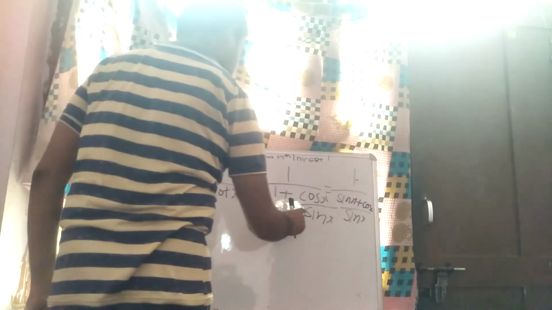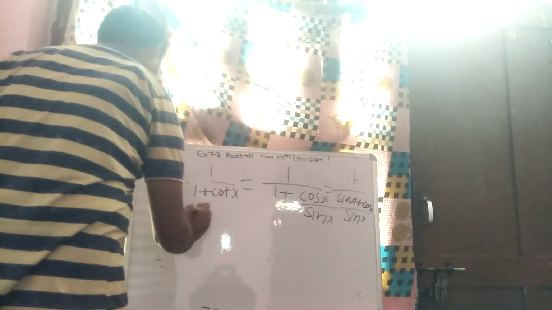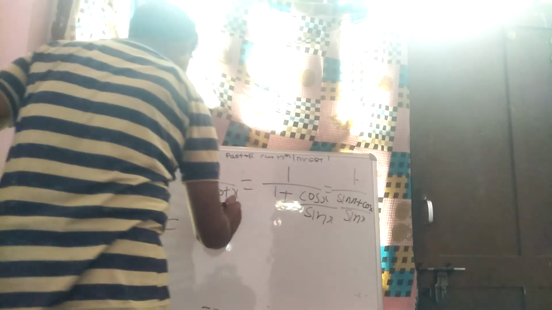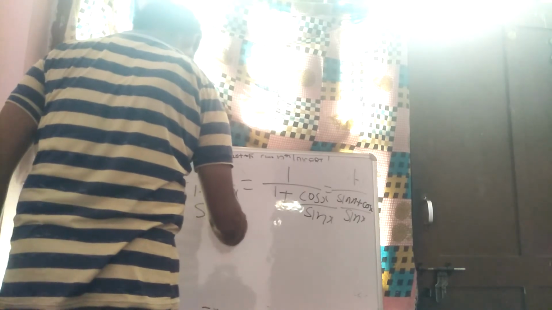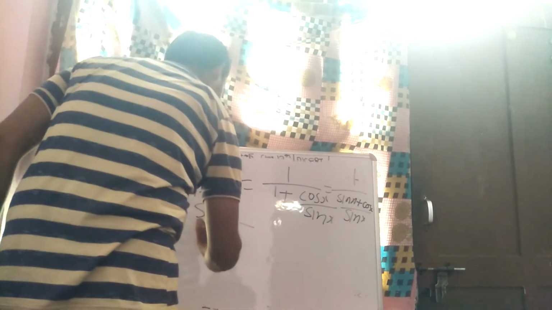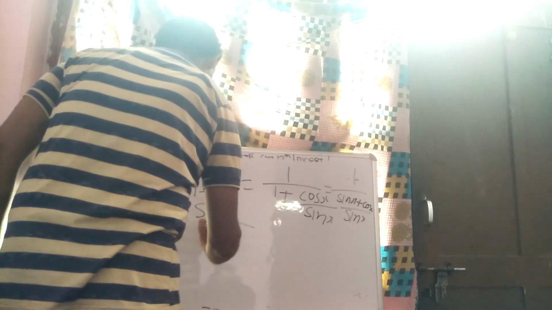One plus cot x means cos upon sin. We also take LCM sin x. So this is sin x plus cos x, sin x plus cos x.